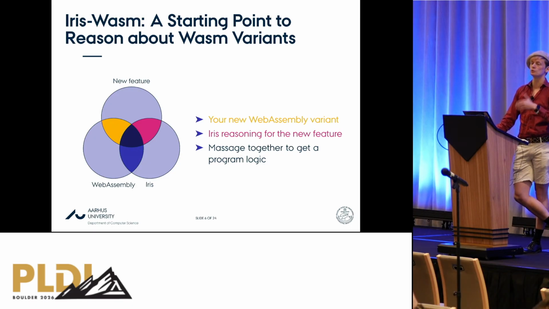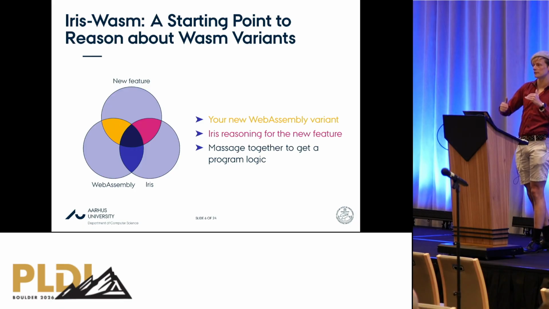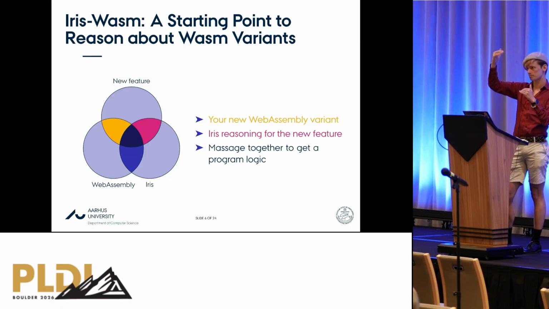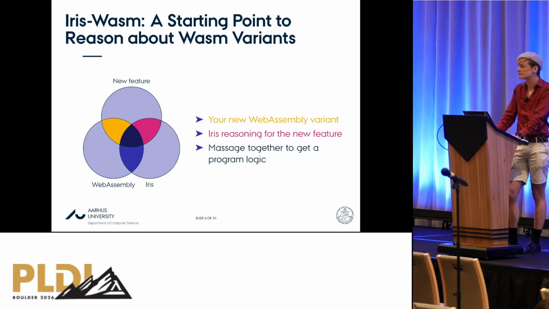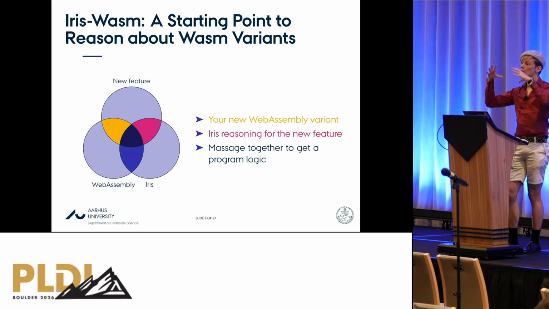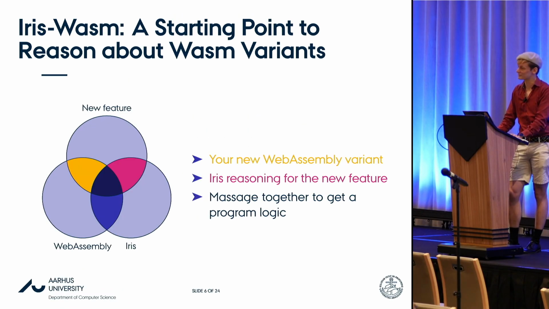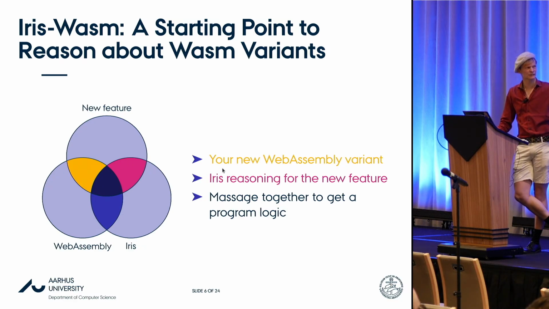A lot of the time, these new versions can be thought of as WebAssembly where you're adding a new feature. And because Iris is also a very vibrant research ecosystem, that feature has oftentimes already been reasoned about in Iris and is well understood in the world of separation logic. So we thought maybe in those cases you could massage all of these existing works together to get a program logic for your new version of WebAssembly. I'd like to stress here that even though I'm using this visual with a Venn diagram, this is a lot more complicated than taking just the intersection of existing works.